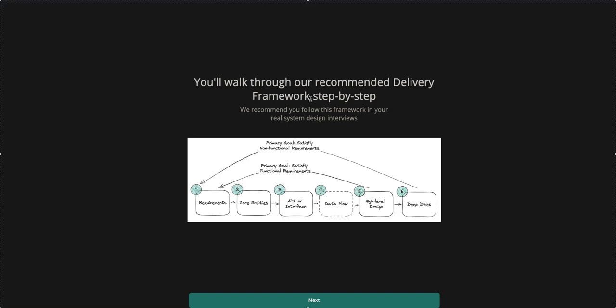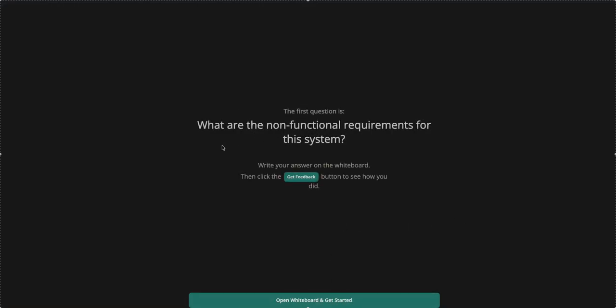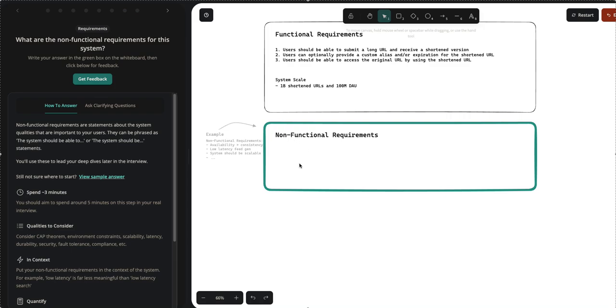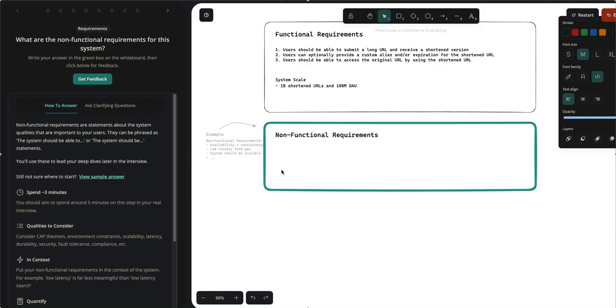We will walk through our recommended delivery framework step by step. We recommend you follow this framework in your real system design interviews. What are the non-functional requirements for this system? Let's list non-functional requirements for this particular system. Maybe let's always start with CAP theorem. So from that perspective, do we prefer a system which is heavily available, or the system which is more consistent? It also kind of depends on which part of the system we're talking about.